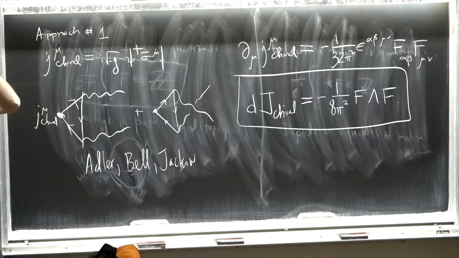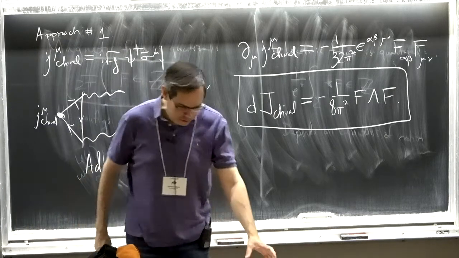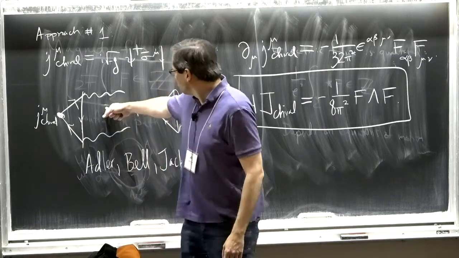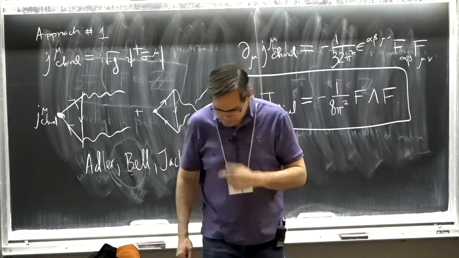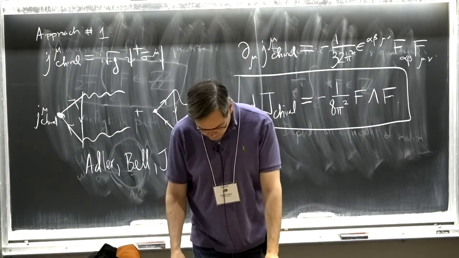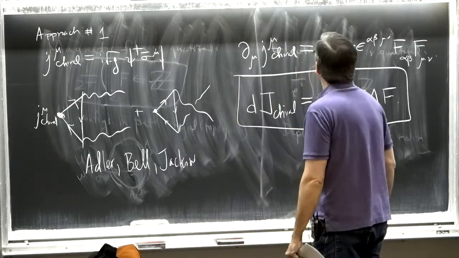Okay. So our current is not conserved, which means our symmetry is not a symmetry. It's a symmetry of the classical Lagrangian, but once we do a loop calculation, we're working in the quantum theory, and we learn that it's not a symmetry of the quantum theory.